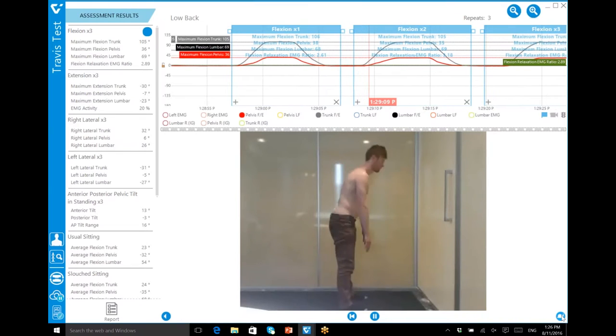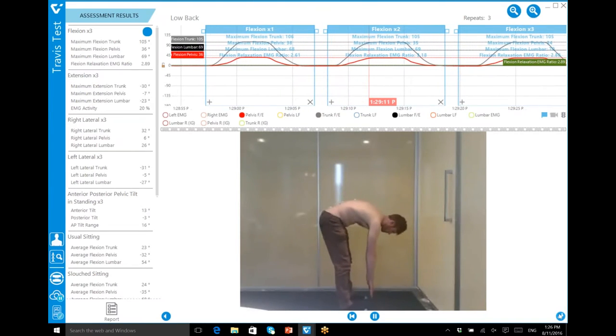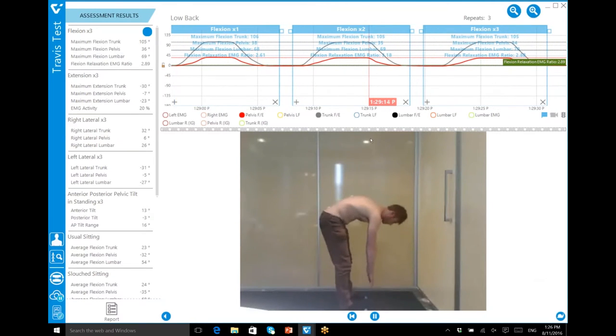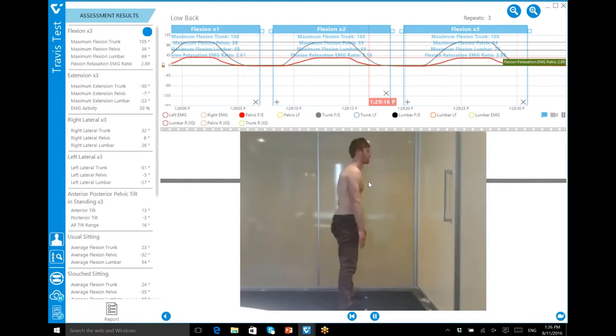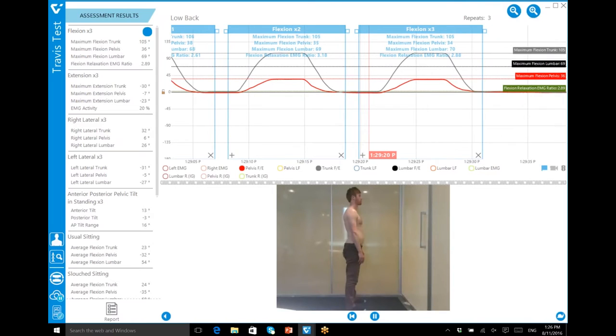If I click on the snail, that speeds it down to half speed. And if I click on the rabbit, it speeds it back up to normal speed. So the video is really useful for yourself, but also to replay to patients as well. So what we might do now is just go back and have a look at how to edit the test.